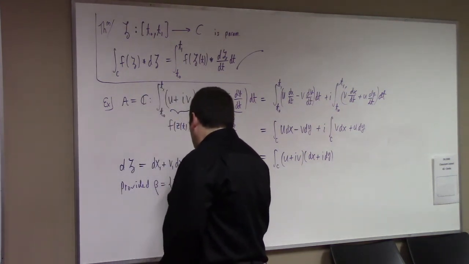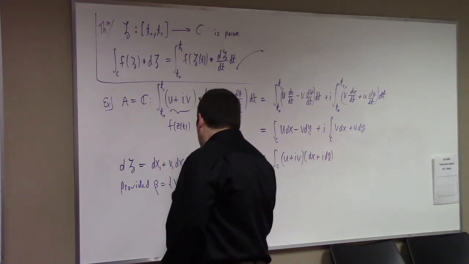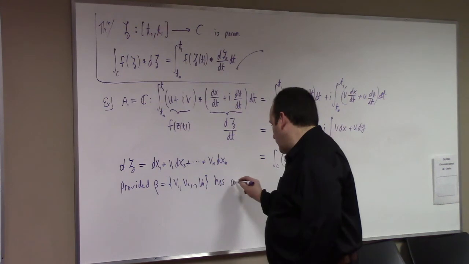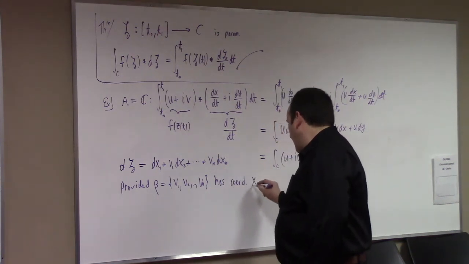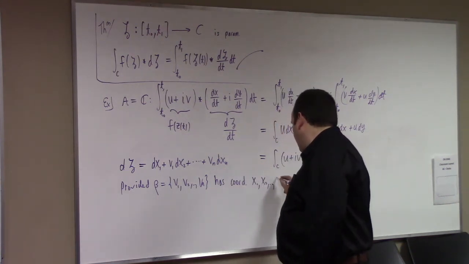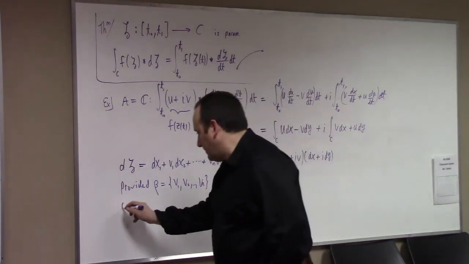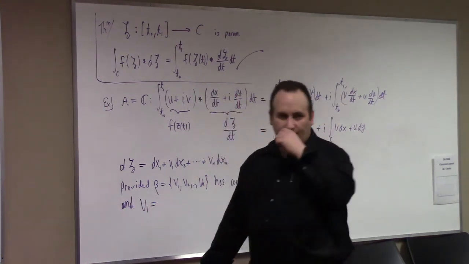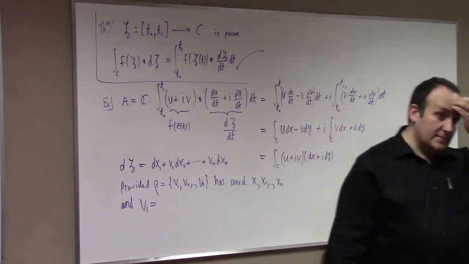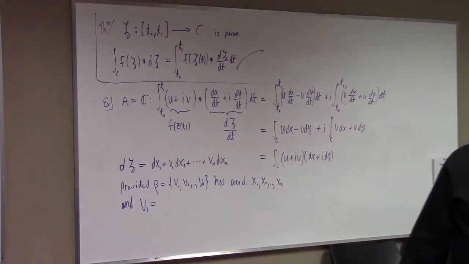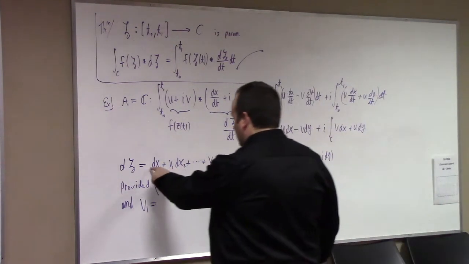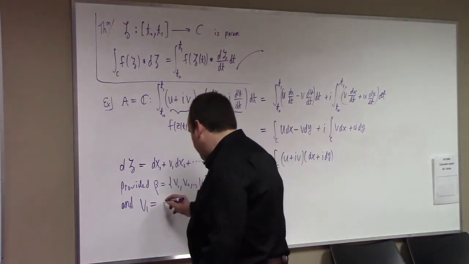Beta v1 has coordinates what? x1 through xn, and what else? What am I assuming about the first thing in the basis? Yeah, it's the identity, which is why I didn't write v1 here.